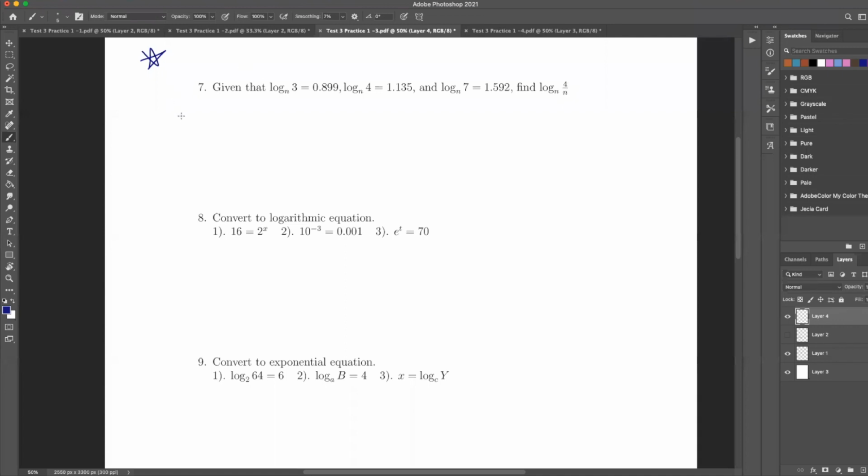So how do you do this problem? Well, here we're just going to take the log base n of 4 divided by n, and we're going to split it. And we're going to write that this is the log base n of 4 minus the log base n of n. And here we're just using, let me open up my rules.